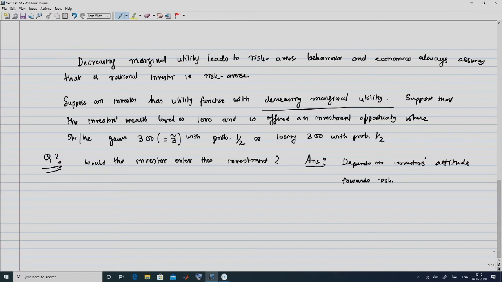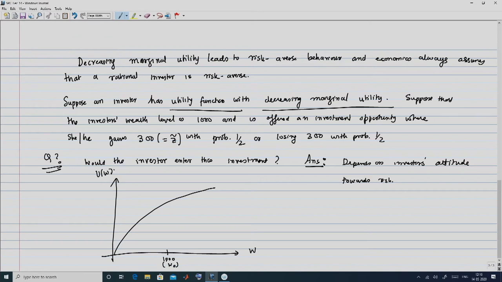Okay, so let's look at it graphically. Let's see what this situation looks like. So, this is my wealth and this is my U of W. Now, since I have said that the investor's utility function has decreasing marginal utility, the graph will look something like this. Let's identify the initial amount of 1000 with the notation W naught. The gain can be 300, which means it can go up to 1300, let's identify it with W subscript plus, and it can go down to 700, let's identify this with W minus.